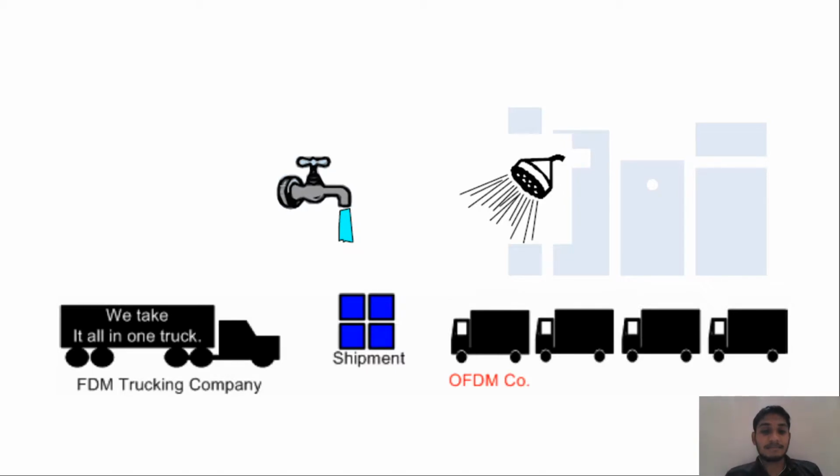The second example of OFDM is if we transfer a shipment. We have to choose: first, we can hire one big truck, or a bunch of smaller trucks. With the smaller ones, if one of the trucks has an accident, we lose only 1/4 of the data.